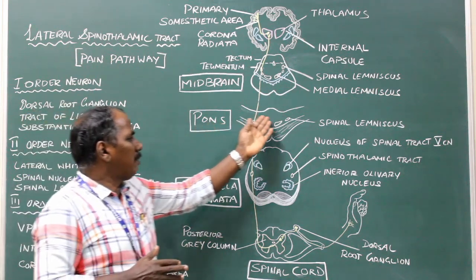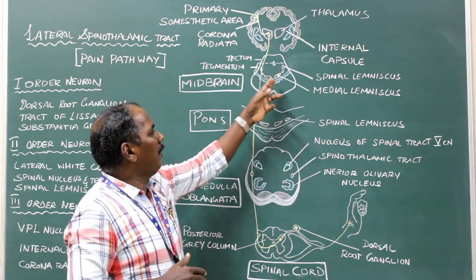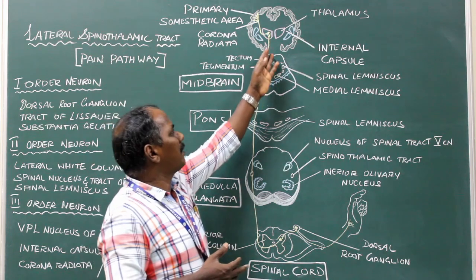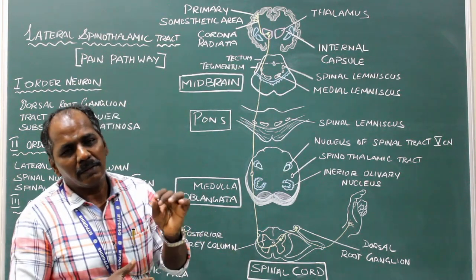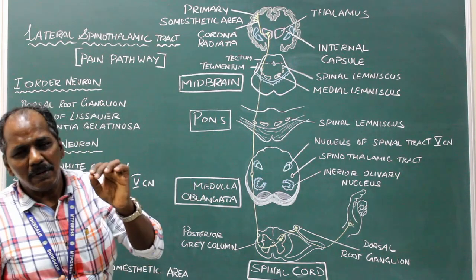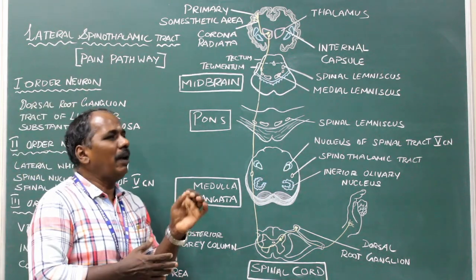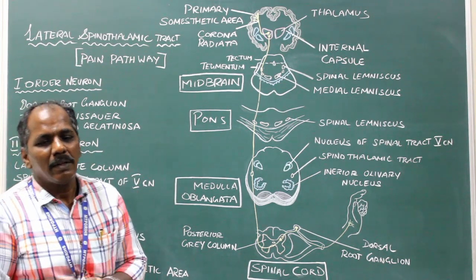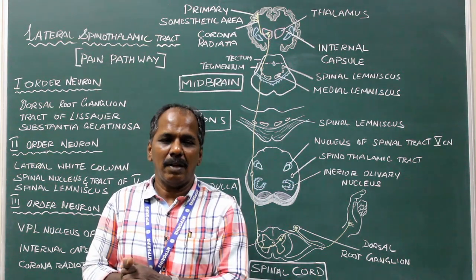In the pons, it lies in the posterior part of the pons. In the midbrain, it lies in the tegmentum lateral to the medial lemniscus and finally reaches the thalamus, where it ends by synapsing in the ventral posterolateral nucleus of the thalamus. The third order sensory neurons arise from the ventral posterolateral nucleus of the thalamus, pass through the internal capsule and corona radiata, and finally end in the somesthetic area present in the postcentral gyrus of the cerebral cortex. So this is the pathway of the lateral spinothalamic tract and ventral spinothalamic tract.